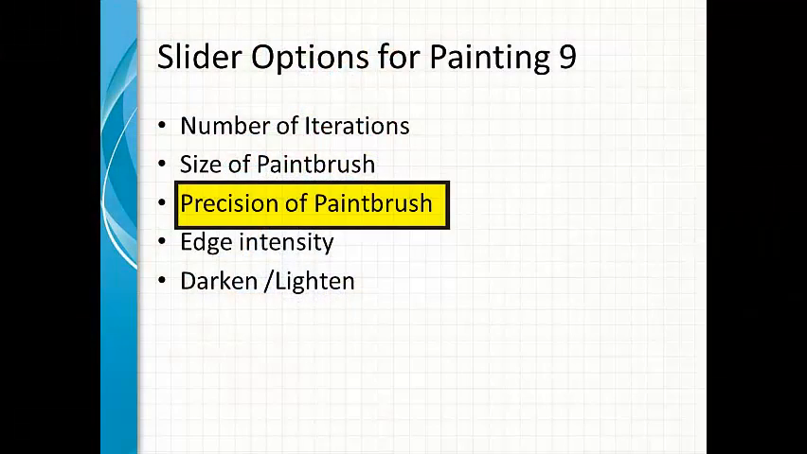The precision of brush strokes affects how closely the brush strokes align to both each other and the original image. Less precision means more overlap and a more abstract looking image.